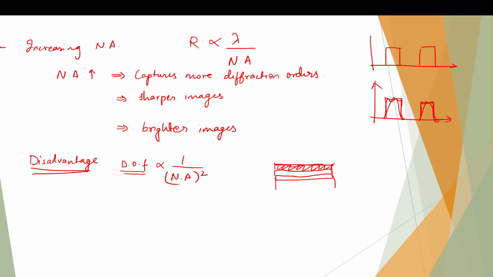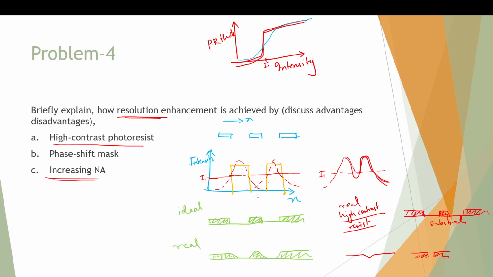A higher depth of focus means that these slight variations can be ignored. But if we are reducing the depth of focus, then we cannot ignore these slight variations, and the portions where the resist is thinner or thicker won't get exposed properly. So that is the disadvantage: it is reducing the depth of focus. Okay, so that was about the three.